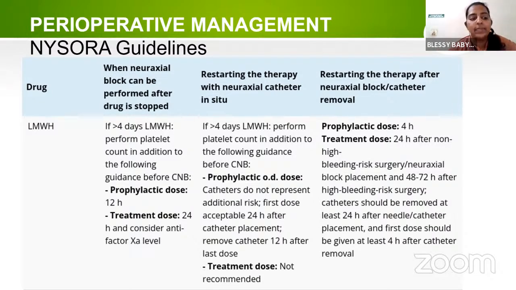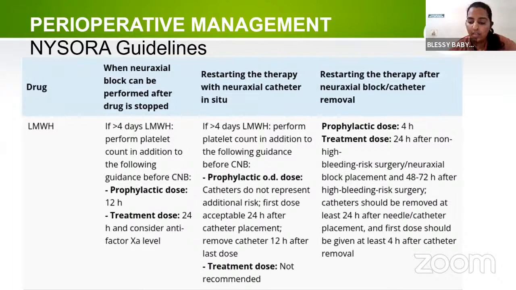But at the same time, if the procedure is a non-high bleeding risk surgery, low molecular weight heparin therapy can be restarted 24 hours after the non-high bleeding risk surgery and 48 to 72 hours after high bleeding risk surgery. Those are the NISORA guidelines regarding low molecular weight anticoagulant therapy and regional anesthesia.